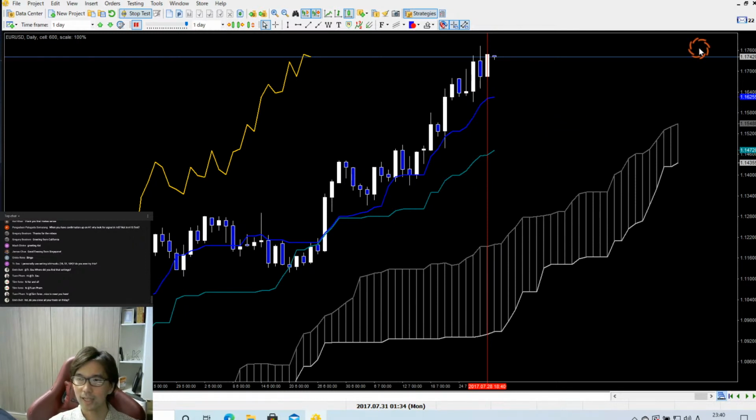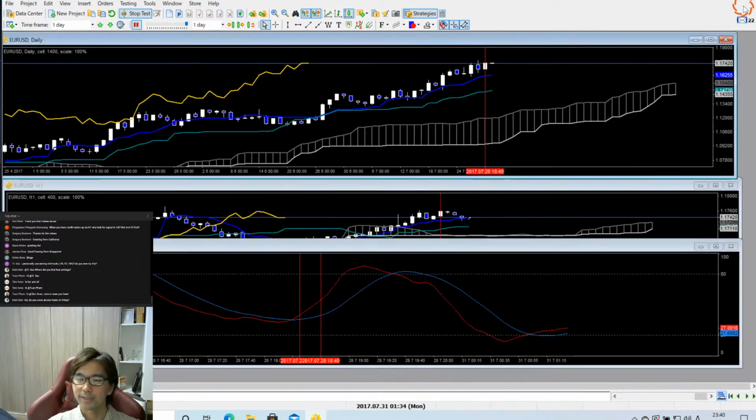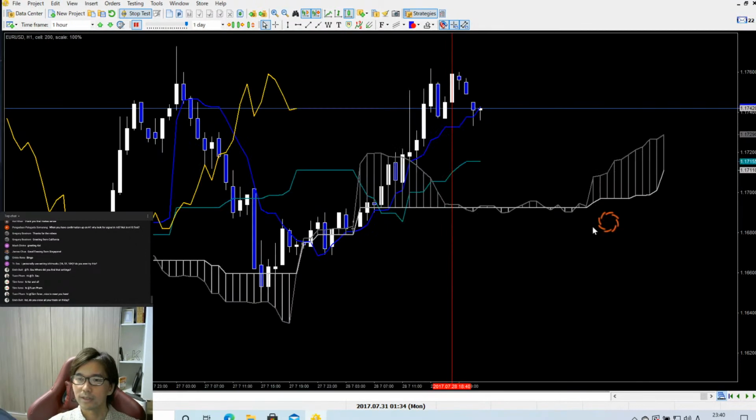So I look at the 1 hour. And let's see. Okay, so in 1 hour, we see Kumo is moving up, but Kijun Sen is flat at the moment. So when you see Kijun Sen flat, then it might go down this way.